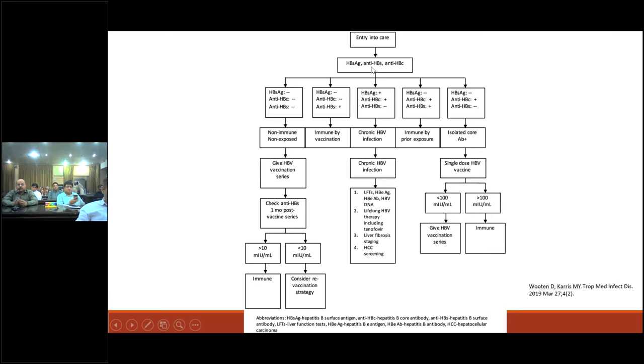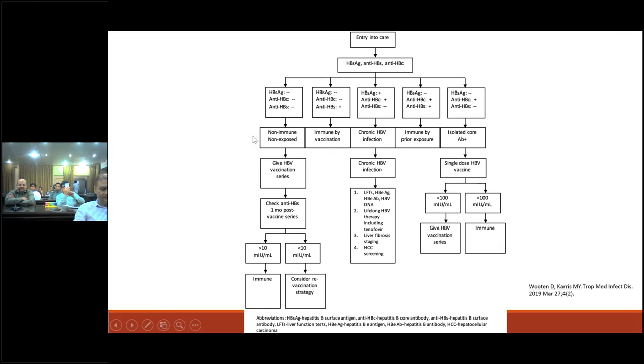The diagnosis of chronic hepatitis B is made the same way in HIV patients as compared to patients that do not have HIV. So the fact that they have HIV does not change the way that we diagnose hepatitis B.